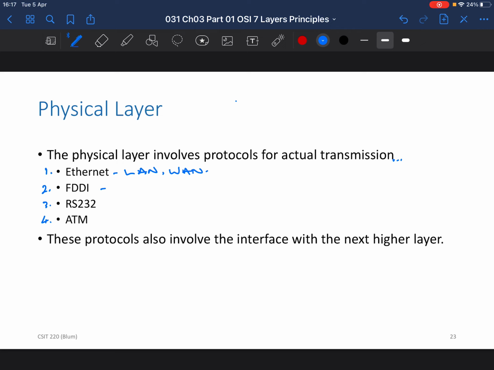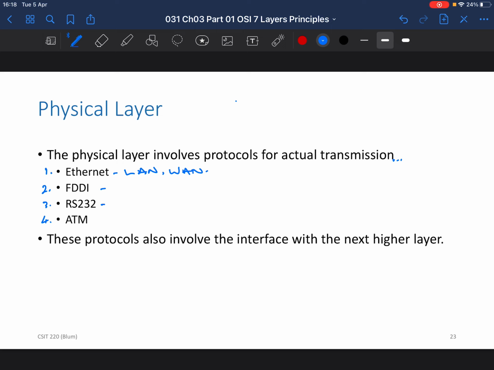Third is RS-232. RS-232 is a type of connector. Maybe you have seen it before. RS-232 is Recommended Standard 232. It is a standard originally introduced in the 1960s for serial communication transmission of data. So RS-232 is related to serial data transmission.